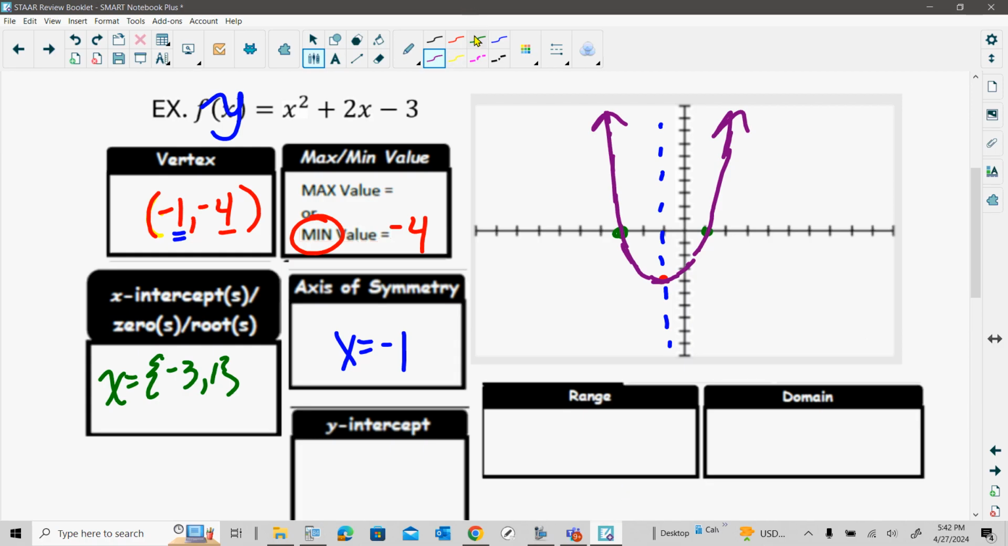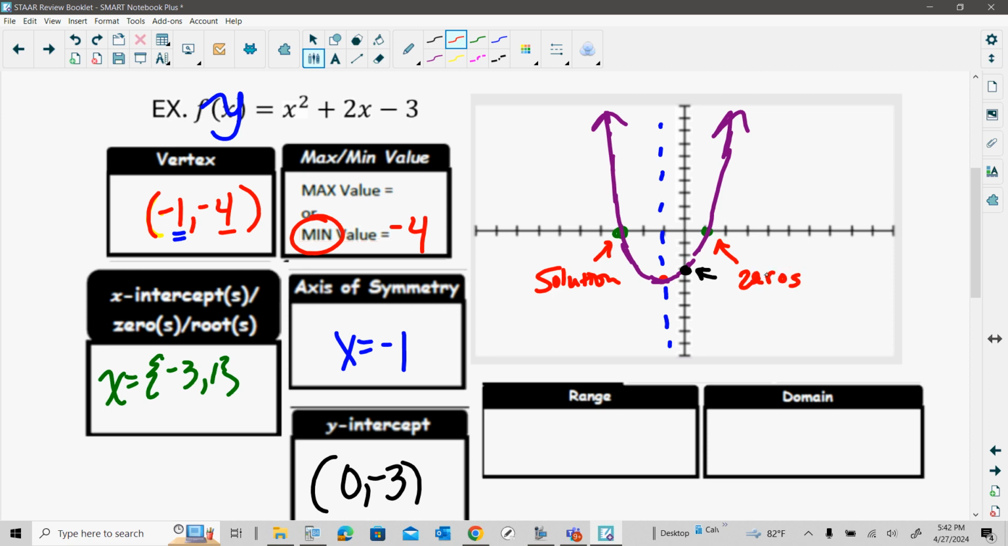The y-intercept here is (0, -3). Set this point. Okay. And then here are my solutions. It's another way, or you can say your zeros.